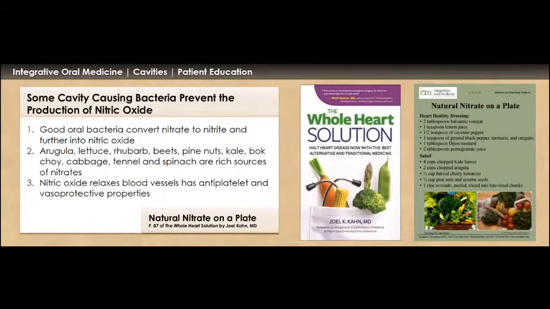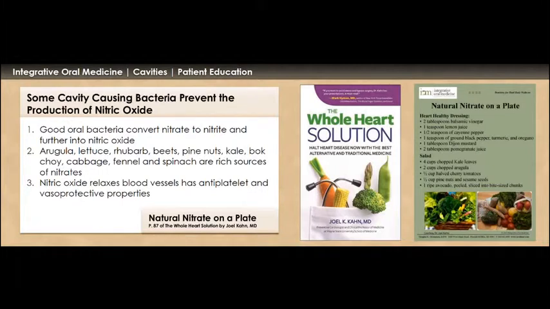Also, some cavity-causing bacteria stop the production of nitric oxide. Nitric oxide, there's not a large amount of this made in the mouth, but some is. And this nitric oxide is made from foods we eat, from healthy bacteria. And when we have strep mutans and cavity-causing bacteria, we can eliminate or diminish the ability of these bacteria to do this. So we like to share with our patients that have caries how to increase their nitric oxide-producing foods, and then obviously how to eat healthier in a number of ways.